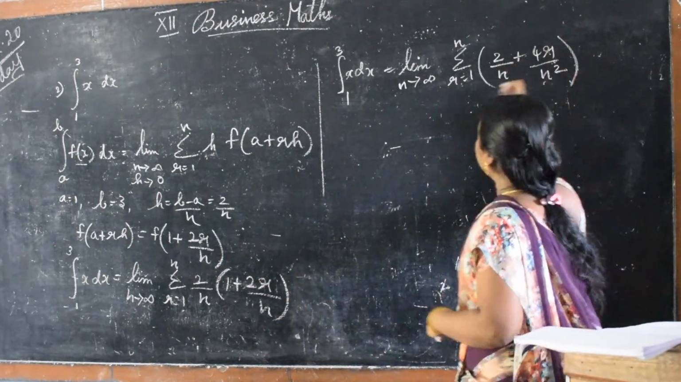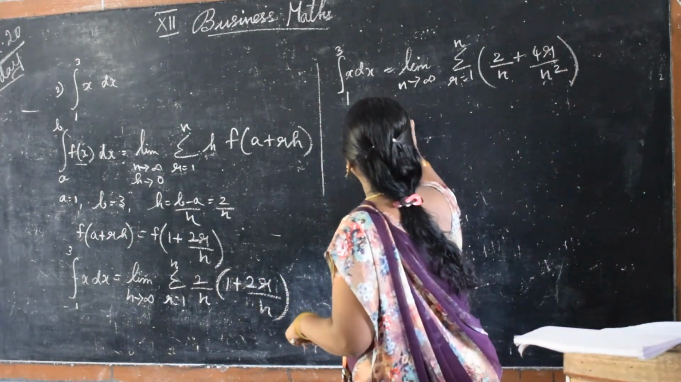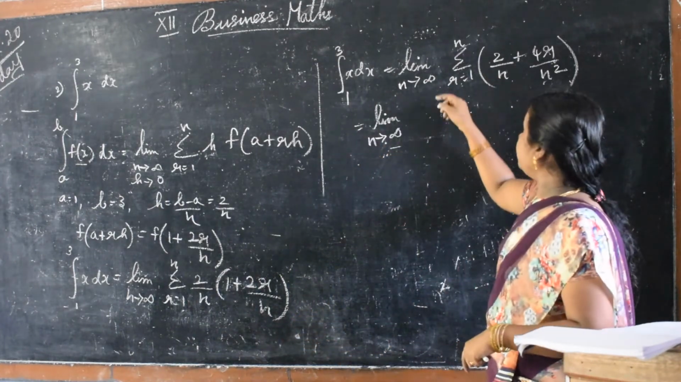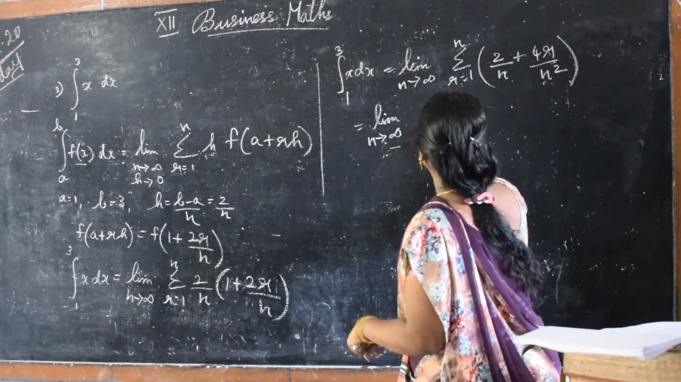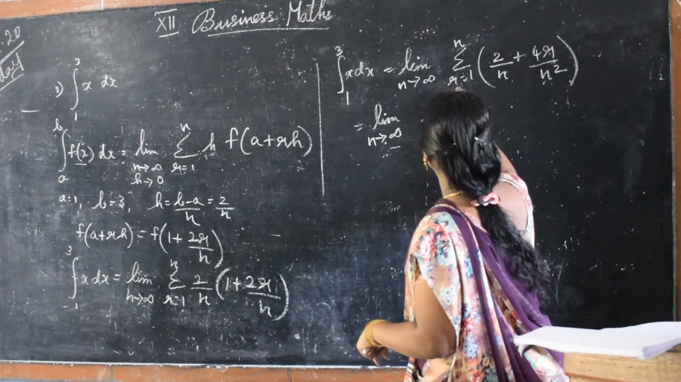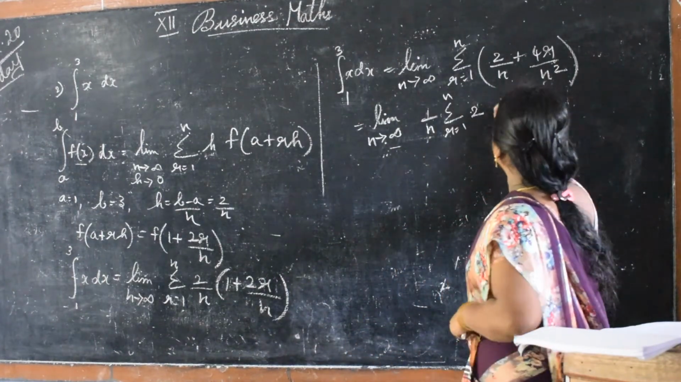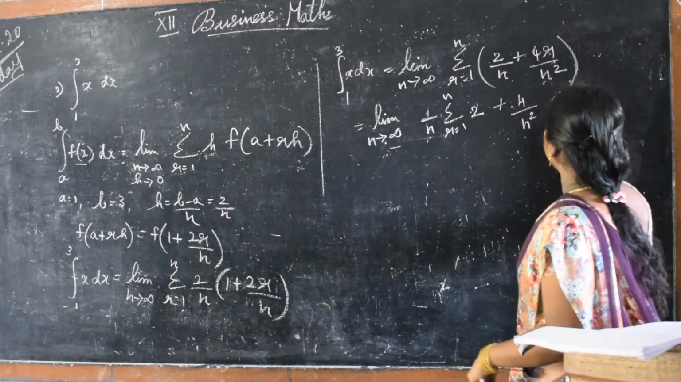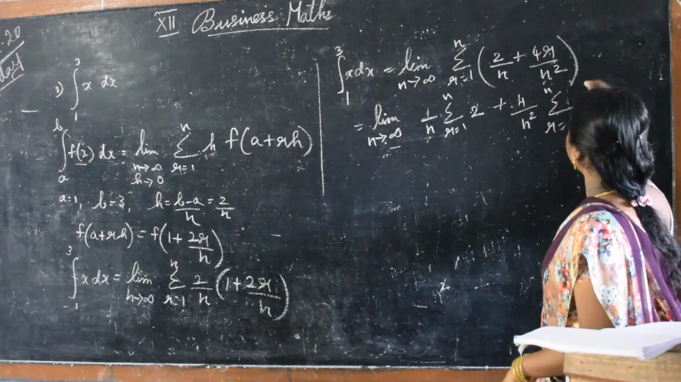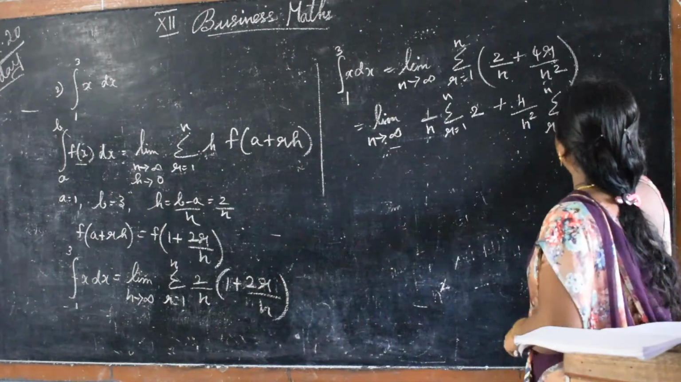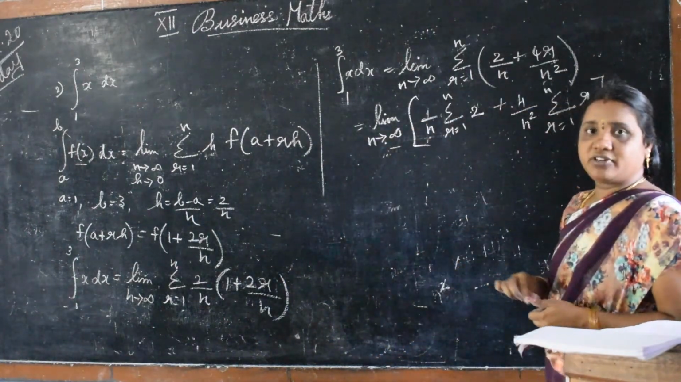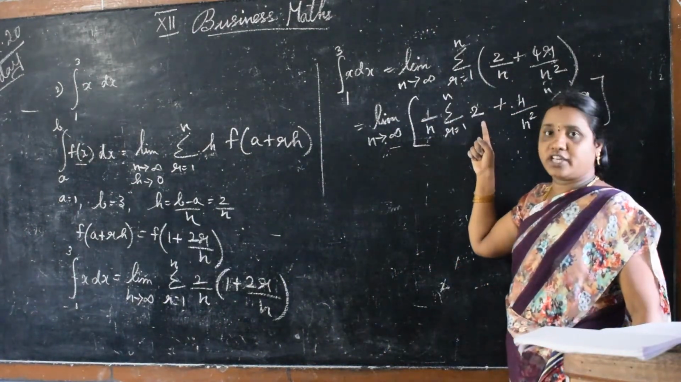Okay. Now, limit n tends to infinity. Take 1 by n outside. Summation r is equal to 1 to n, only 2. Plus, take 4 by n square outside. The remaining is summation r is equal to 1 to n, only r. What is the formula? If only a constant is there, it becomes n.